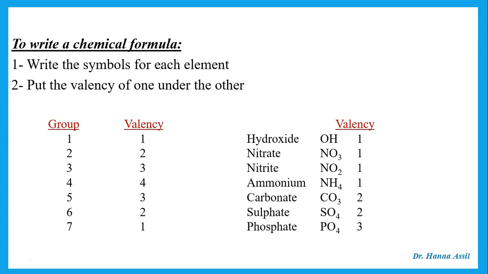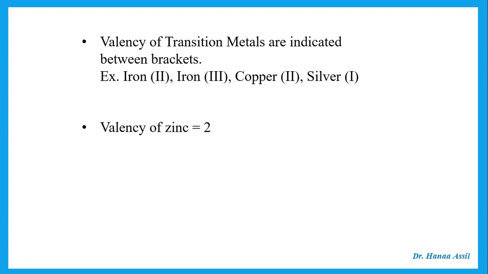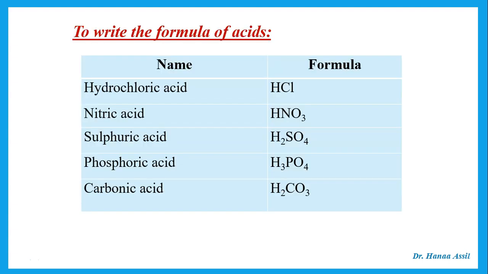Phosphate, PO4, valency 3. Remember that the transition metals have more than one valency. So if we say iron, we have to be specific. Are we talking about iron that has a valency of 2 or iron that has a valency of 3? Now, copper that we work with is usually 2, silver is 1, and zinc is always 2.